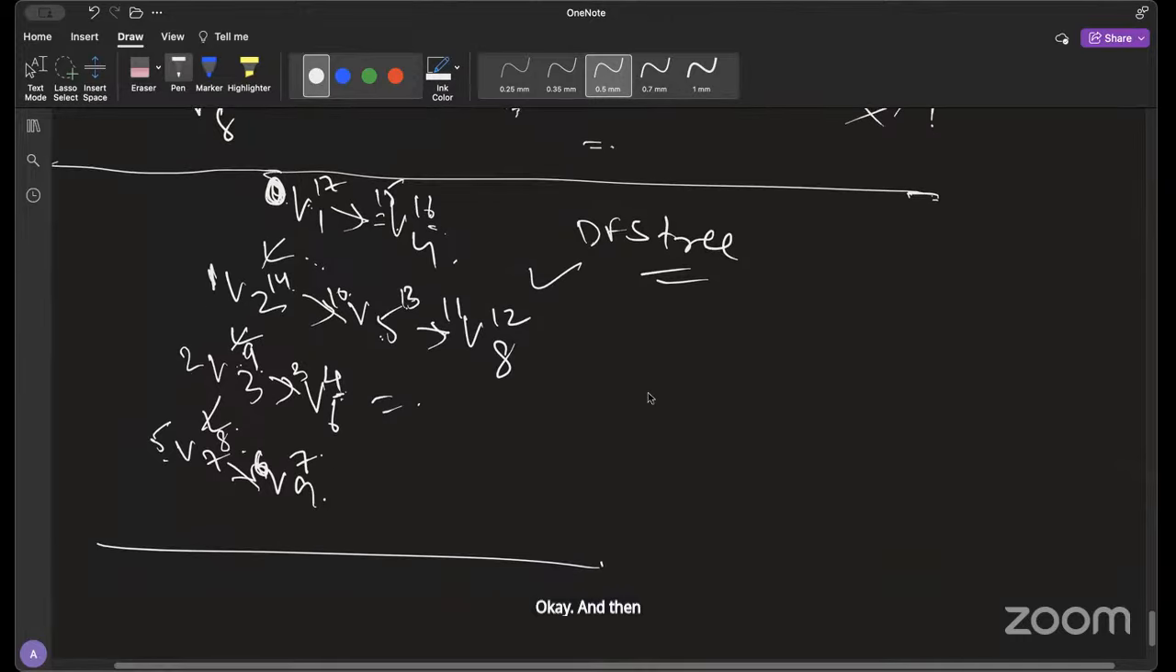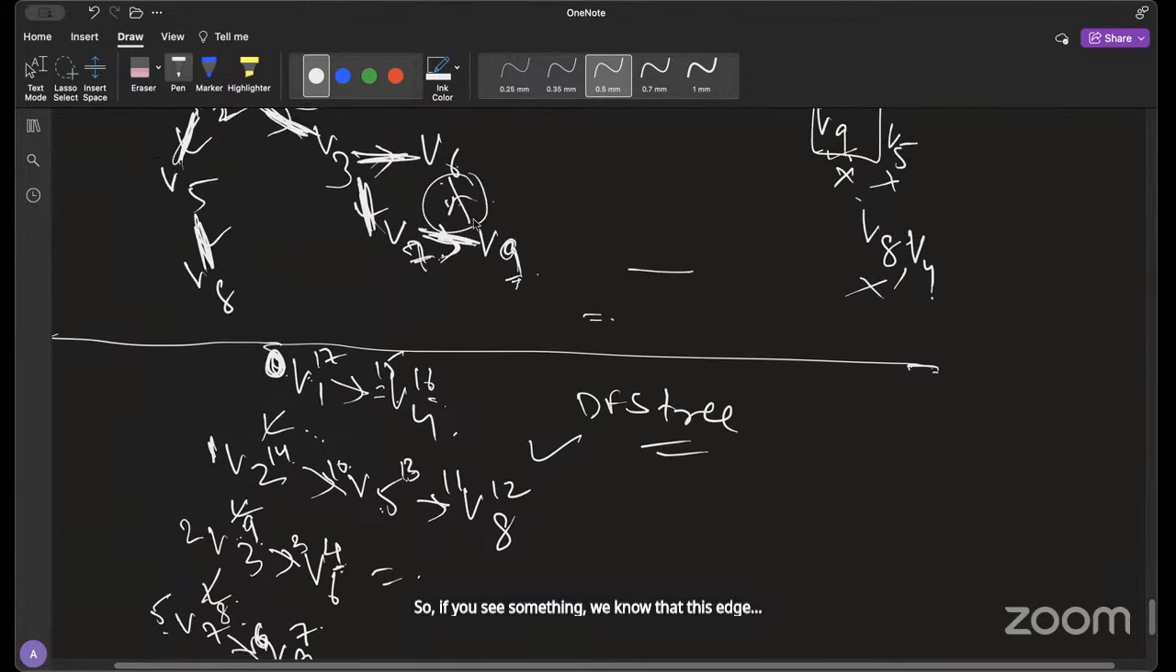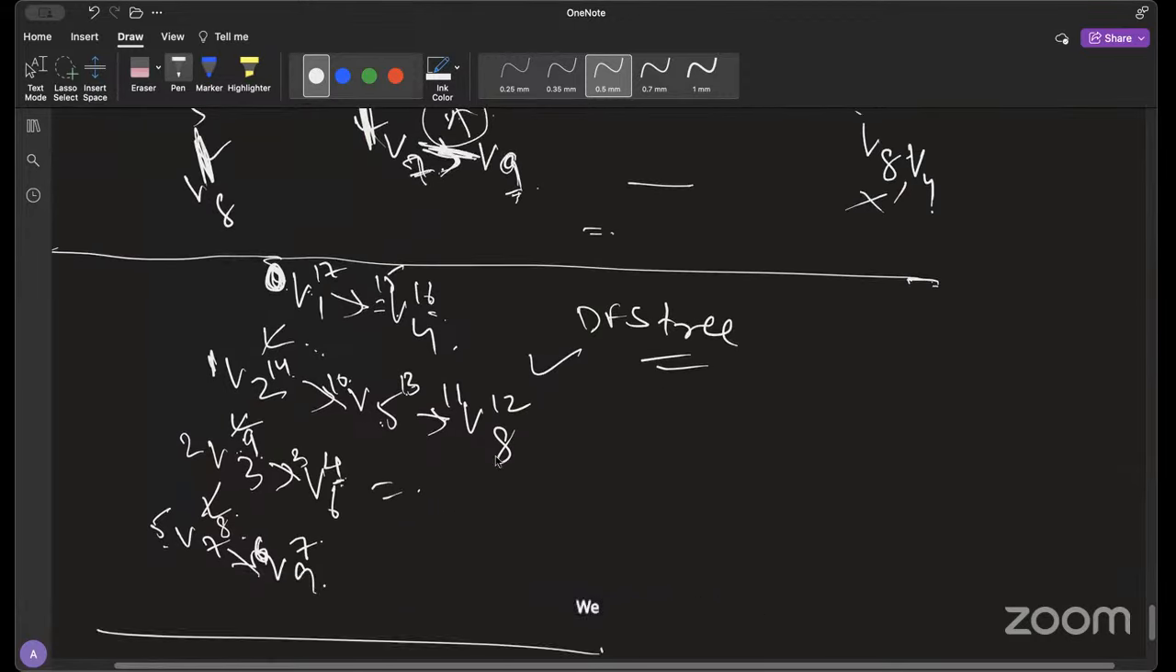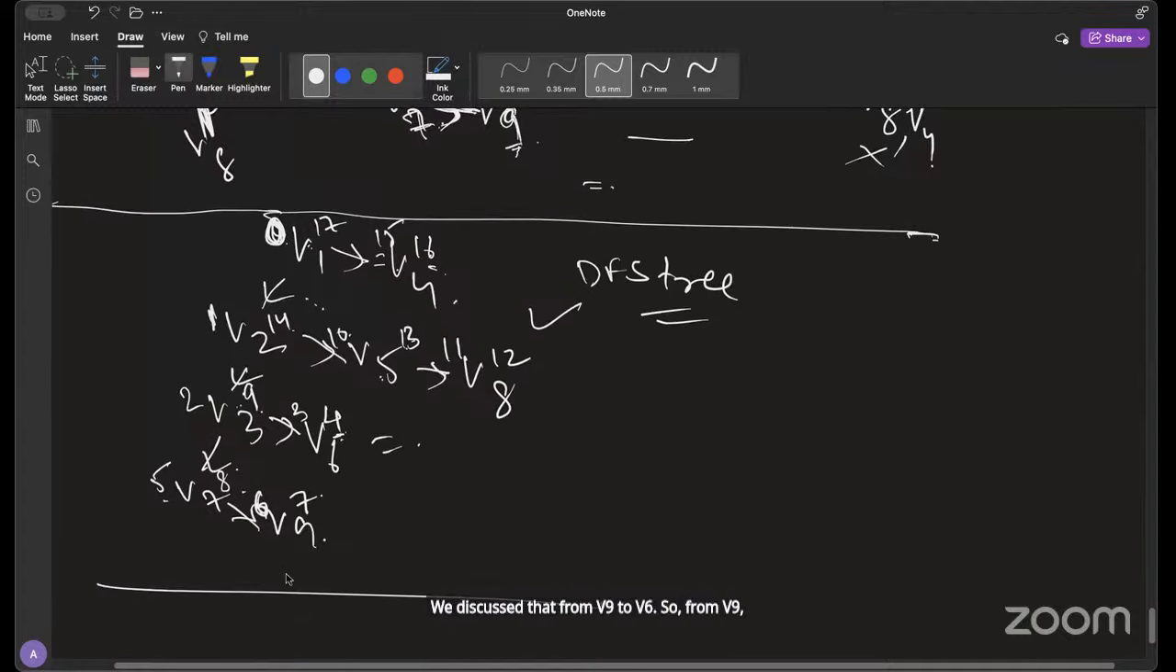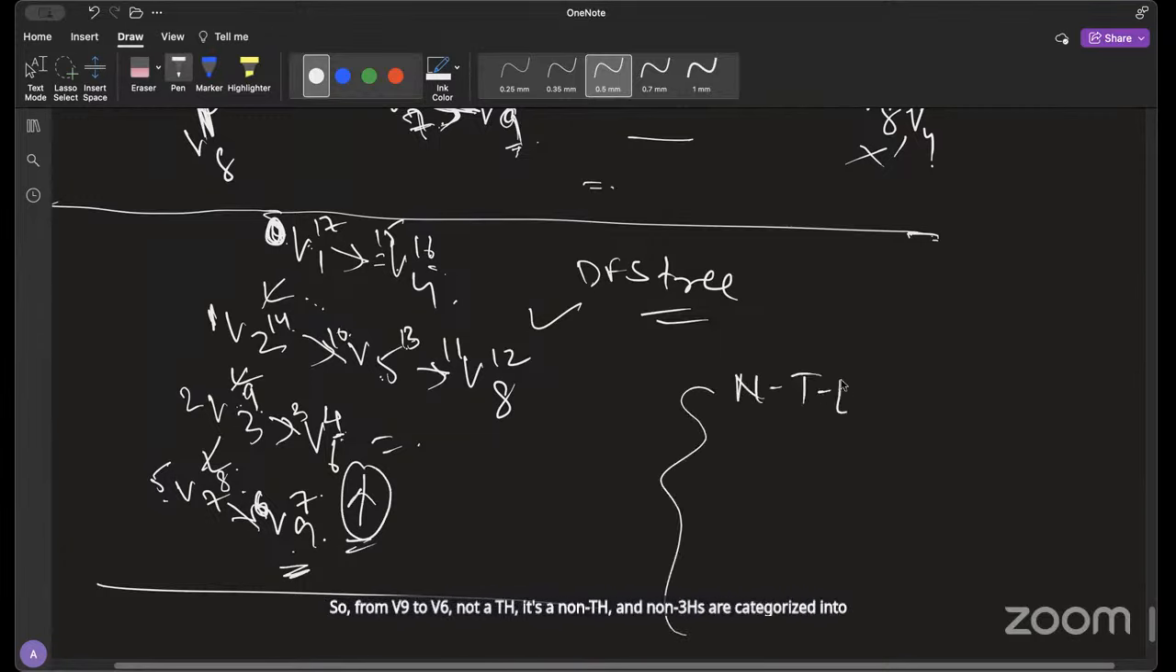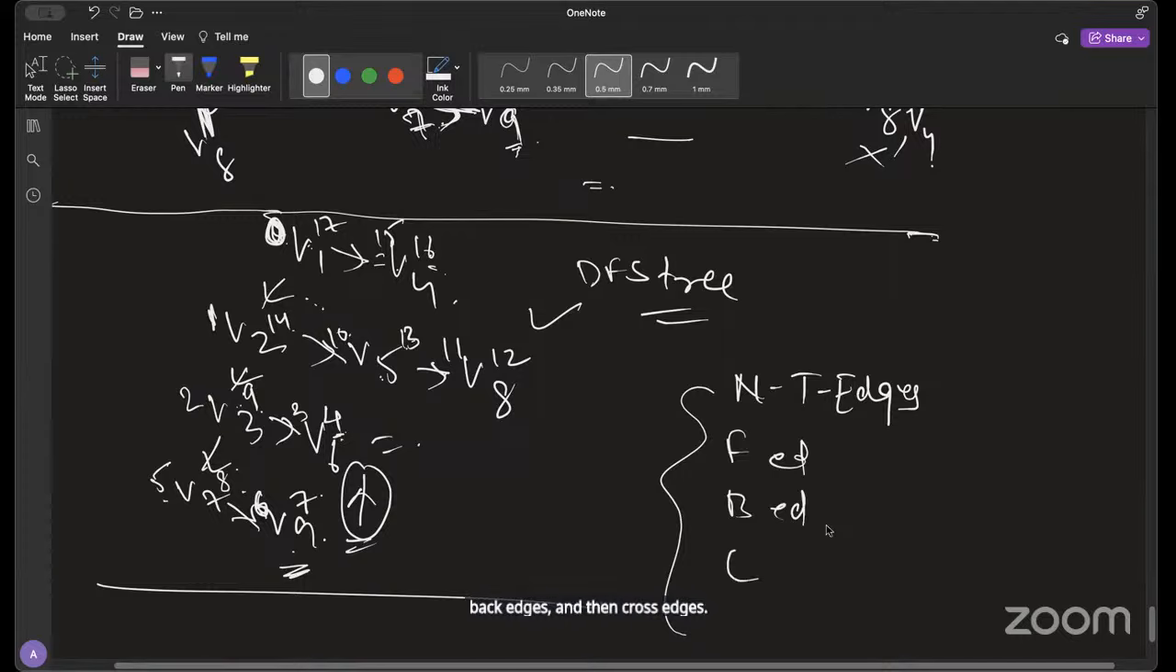Okay. And then if you see something, we know that this edge, we discussed, goes from V9 to V6. So from V9 is here and V6 is here. So this thing that you have, this is not a tree edge. So from V9 to V6, it's not a tree edge, it's a non-tree edge, and non-tree edges are categorized into the forward edges, back edges, and then cross edges.